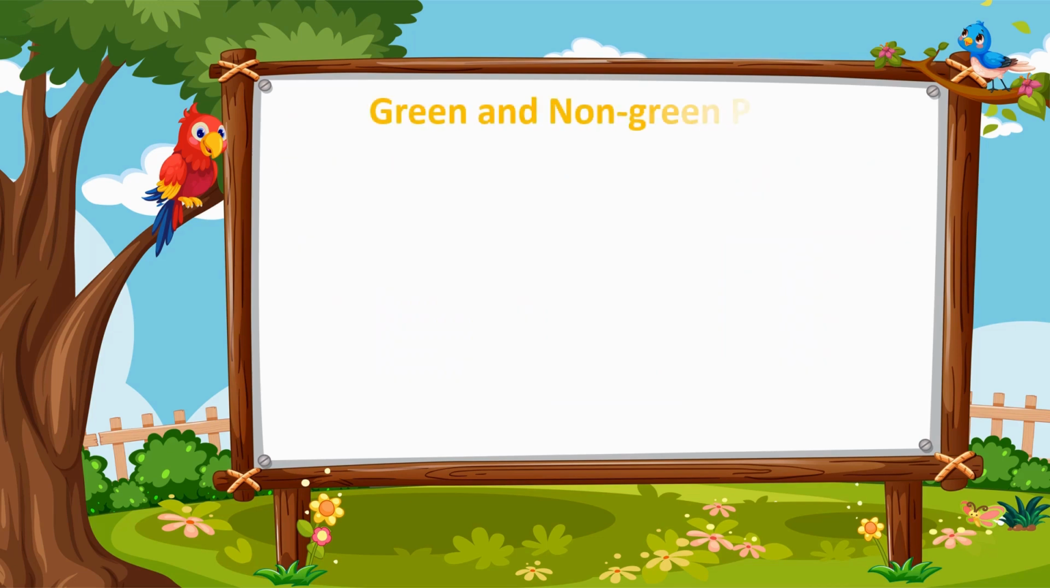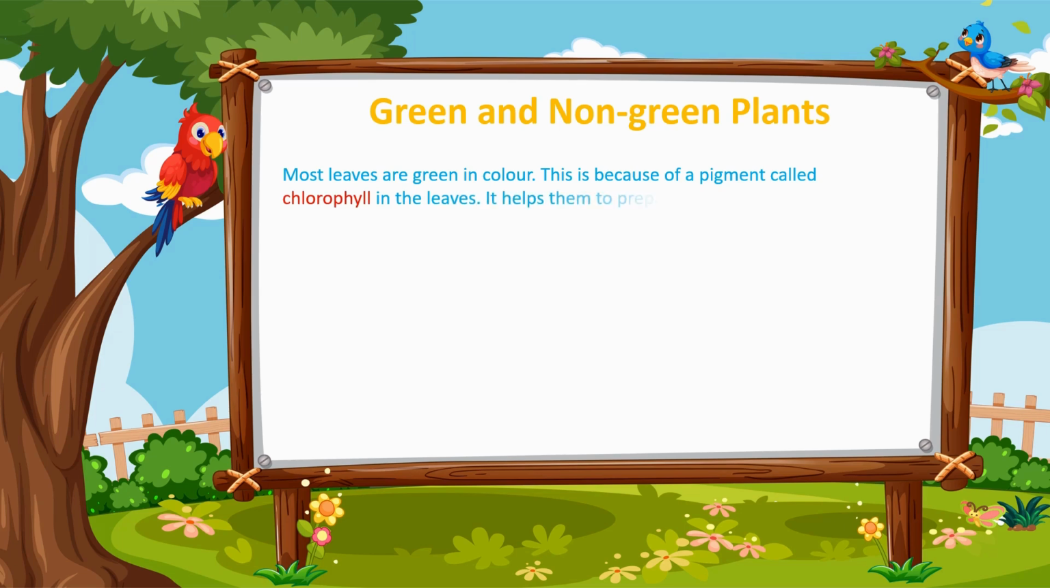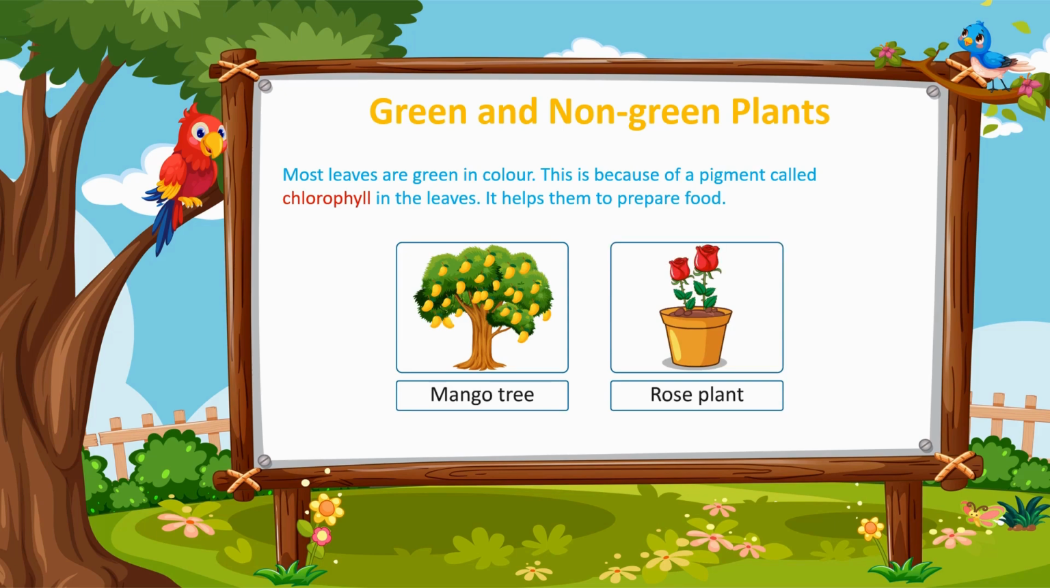Green and non-green plants. Most leaves are green in color. This is because of a pigment called chlorophyll in the leaves. It helps them to prepare food. Mango tree, rose plant.